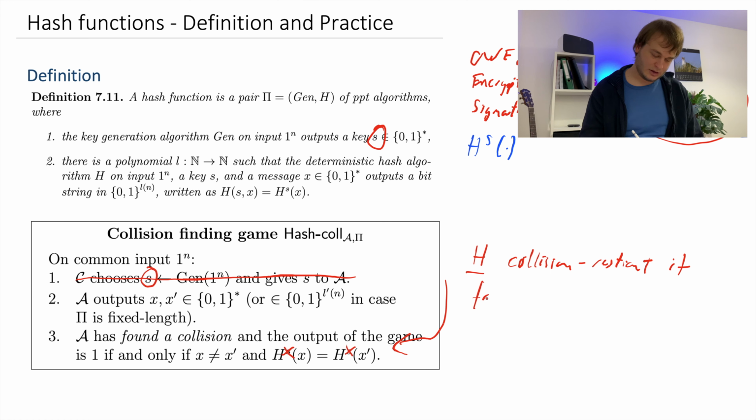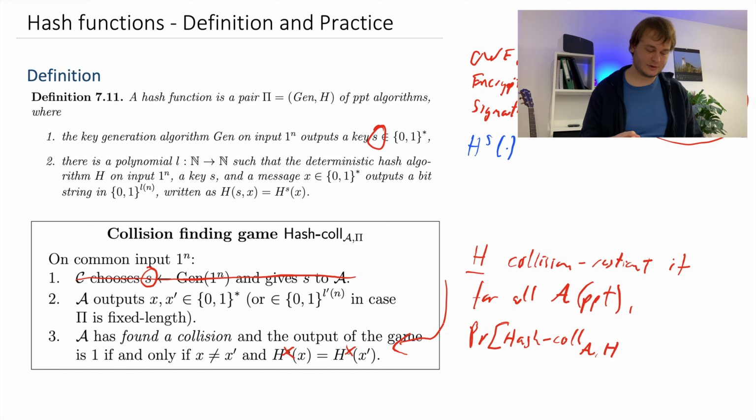So I will call this function h collision resistant if for all adversaries that are probabilistic polynomial time, of course, the probability of winning this hash collision game against the hash function h should be negligible. So what's the problem? Take a second to think about it, if you don't already know.